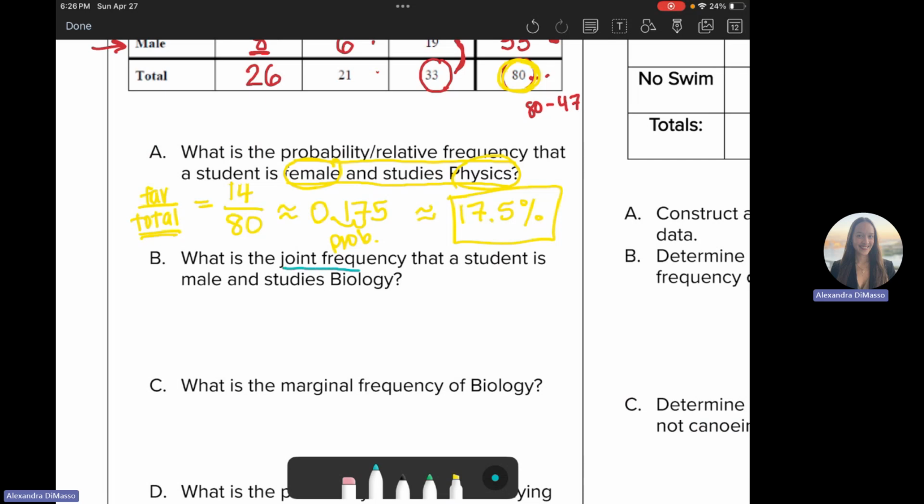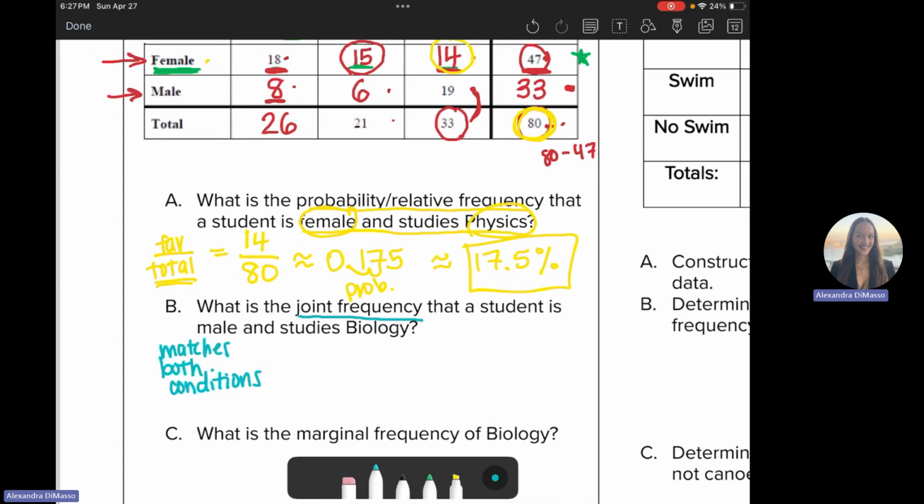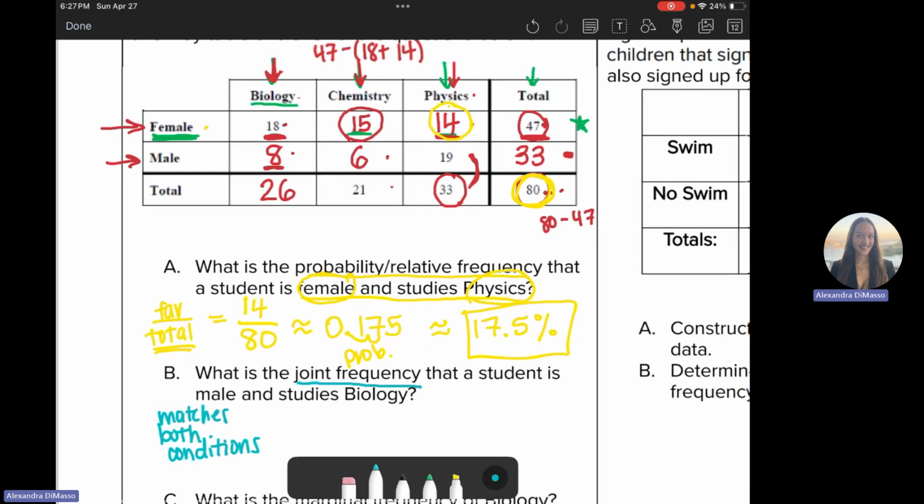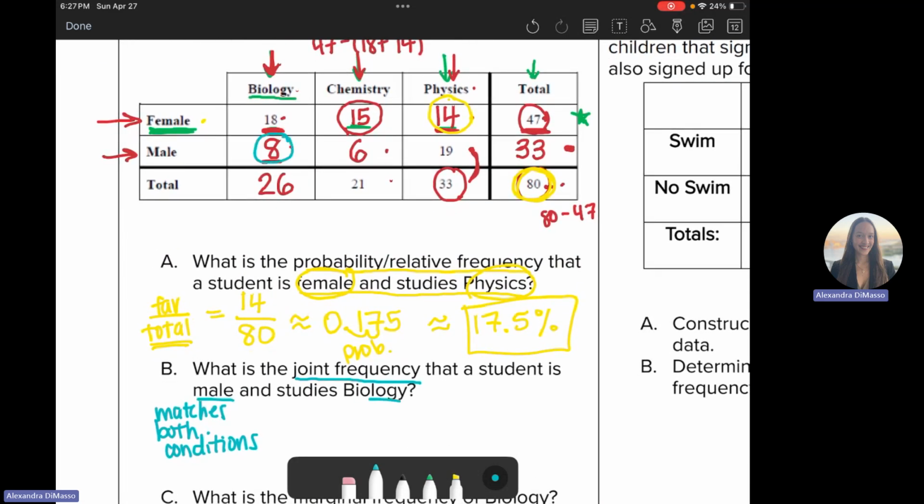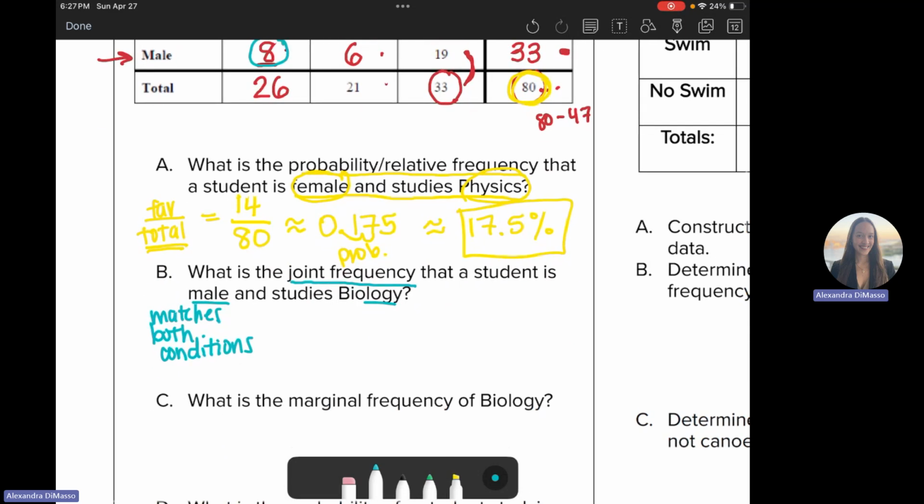Okay. So joint frequency means the number that matches both conditions. So if I look at my table, how many males study biology? So males studying biology, 8. That's it. So my joint frequency, how many times is it happening? 8. 8 males is my joint frequency.